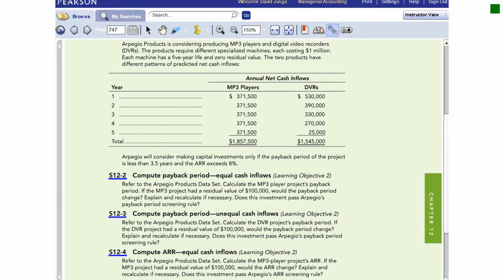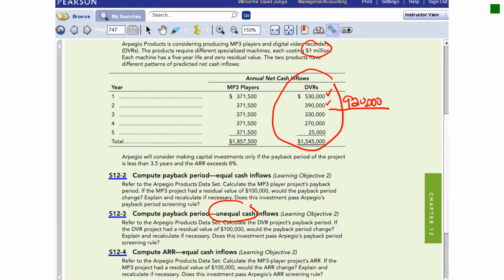Okay, so the next one I want to walk you through is the payback period with unequal cash flows. And this is going to be the DVR problem. And again, remember that the initial investment was $1 million. So the way you'd want to do this is you have to accumulate it year by year until you reach that $1 million. So you notice after year 1, you've recouped $530,000. After year 2, you've recouped $390,000. If you stop at that point, you add these together, you get $920,000. So note you're $80,000 away from recouping your initial investment.